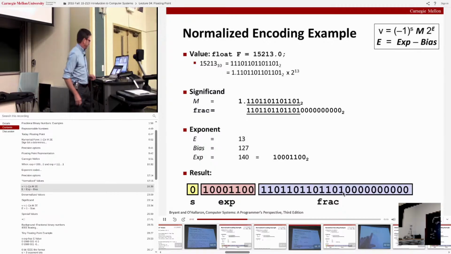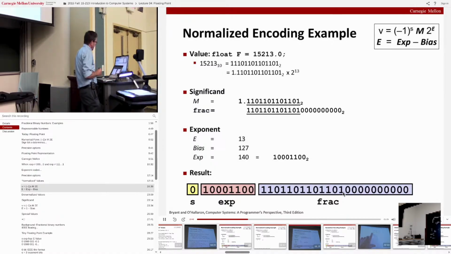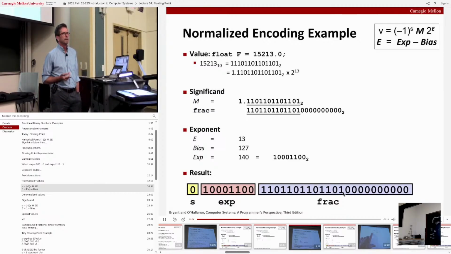So let's look at this exponent just a little bit more, because I think it can be a little confusing. In our example, if we want to look at the range of EXP, what's the smallest value of EXP?